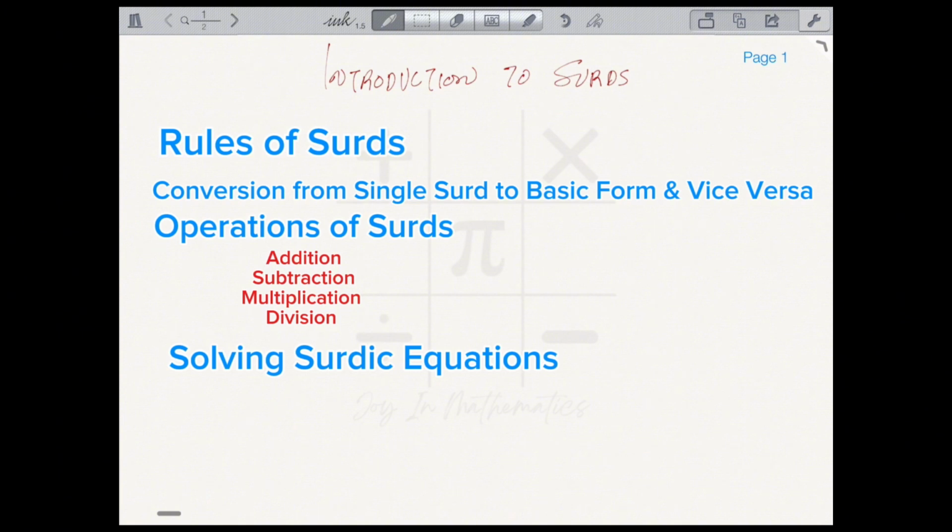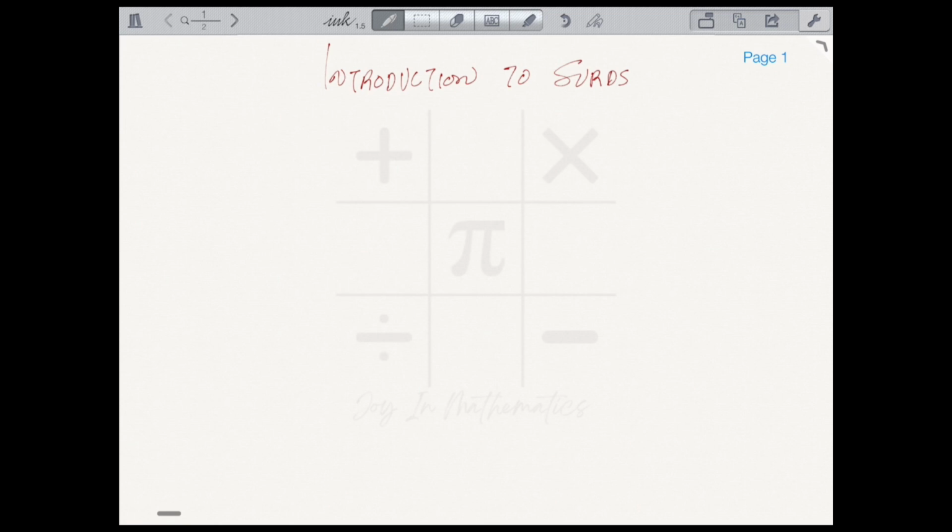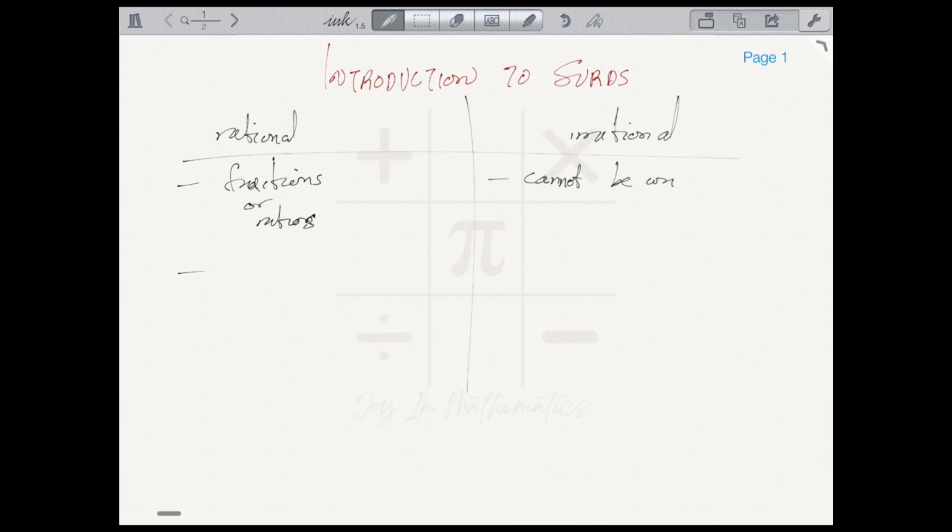So let's begin. As a way of introduction, I want to introduce you to two types of numbers. The first one is rational numbers, and the second is the irrational numbers. Now, the rational numbers are those numbers that can be expressed as fractions or ratios. Okay, we can express rational numbers as fractions or ratios, while irrational numbers cannot be expressed. It cannot be written as ratios or fractions.